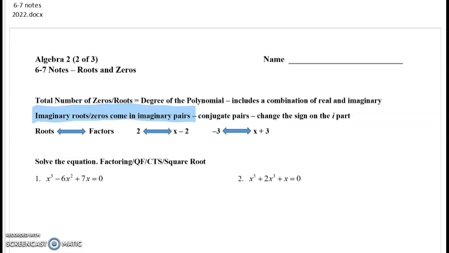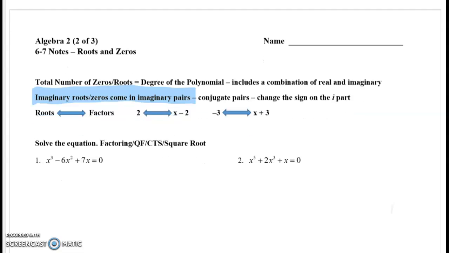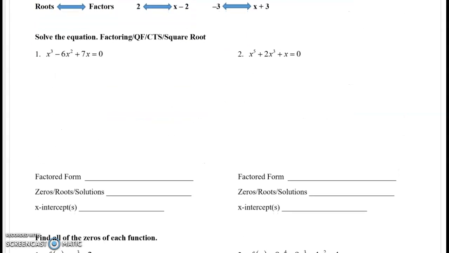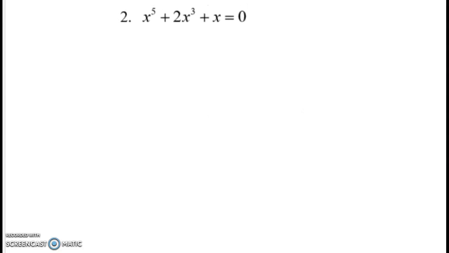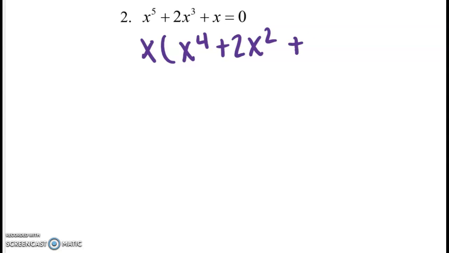Alright, so the first page we are just factoring and solving some of these things. So we're only going to do 2 problems just because we've been doing this a lot. So let's do number 2 up here. So, couple of things. I see degree 5. So that means that I need to have 5 zeros. So first step when factoring is GCF. So I'm going to factor out an x, and I'm left with x to the power of 4 plus 2x squared plus 1 equals 0.